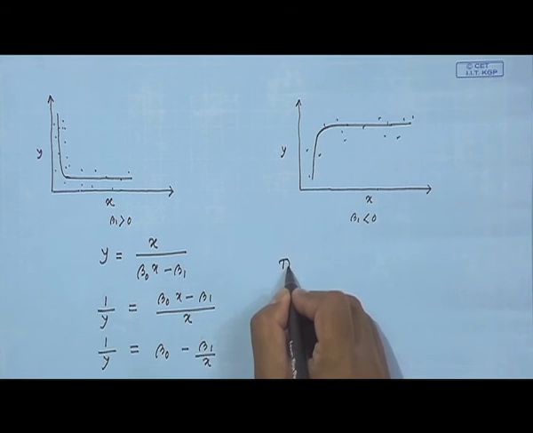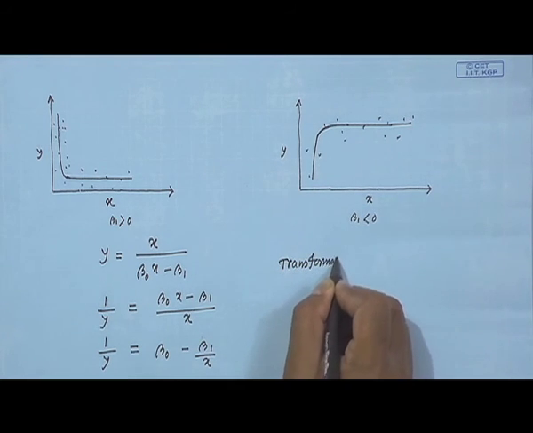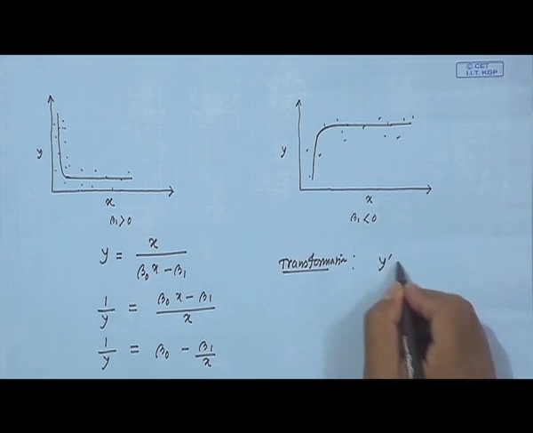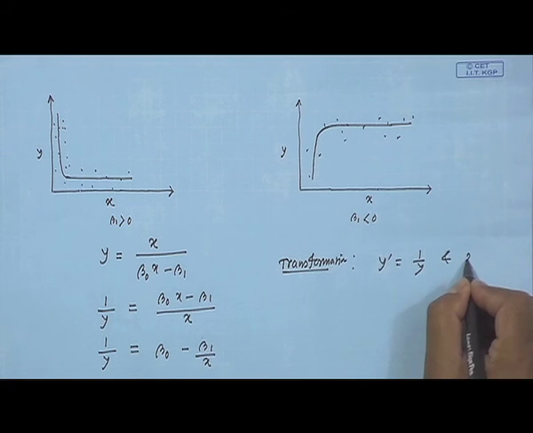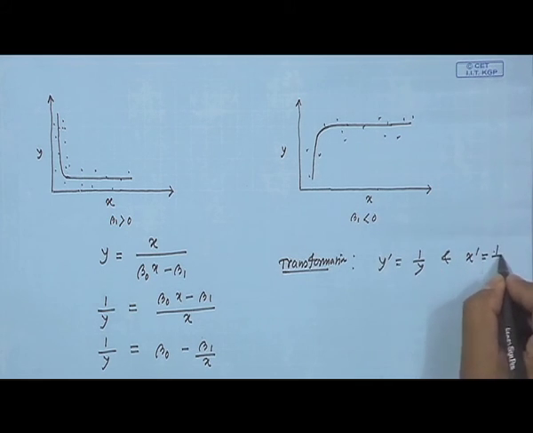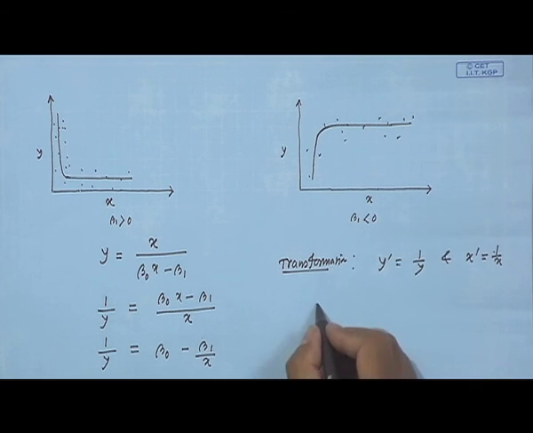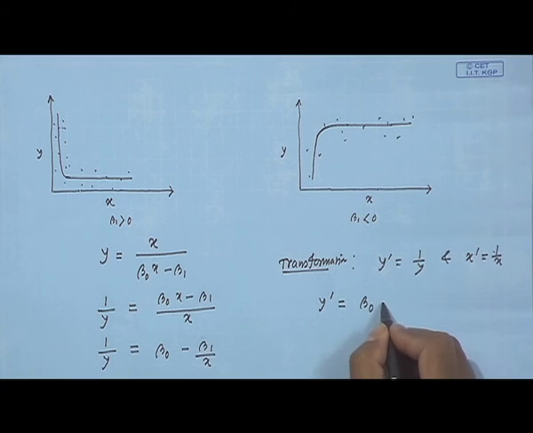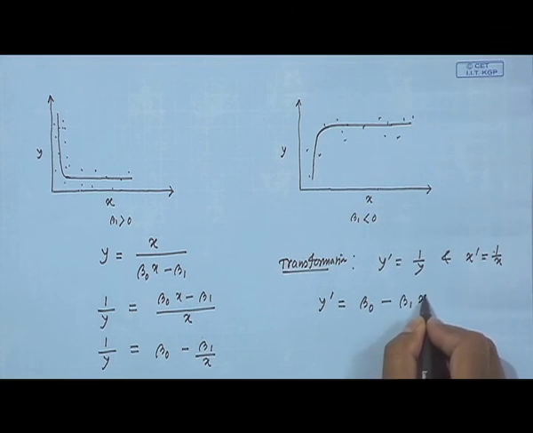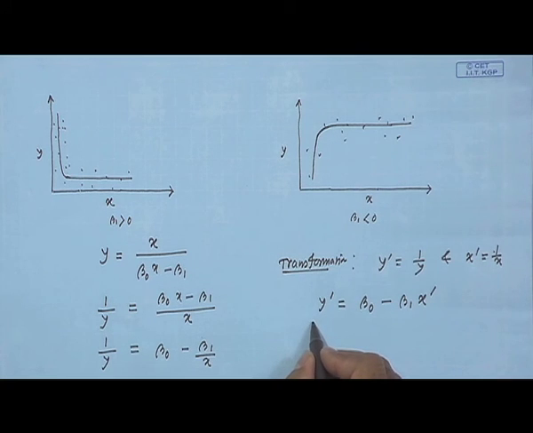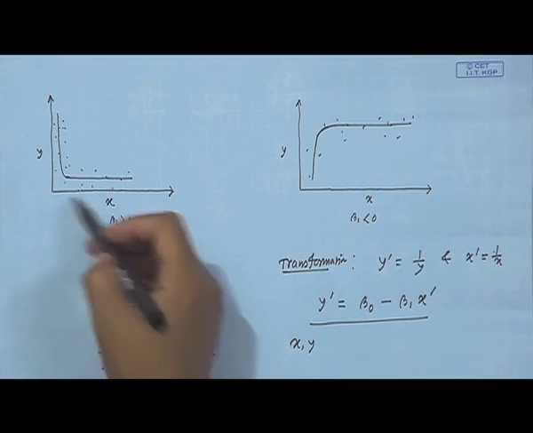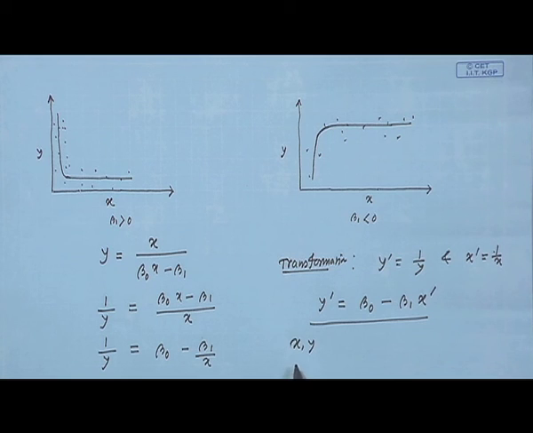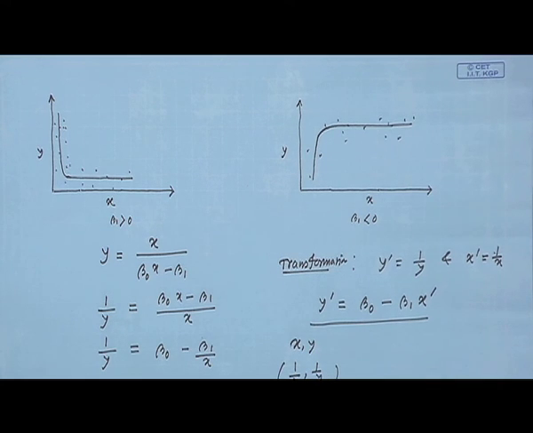So, the transformation you are taking here is y prime equal to 1 by y and x prime is equal to 1 by x, and the final model is y prime equal to beta naught minus beta 1 x prime. So, what you have to do is that given the data x y, if you see the scatter plot is similar to this one, then you take the transformation, transform the data to 1 by x 1 by y, and fit a straight line model.